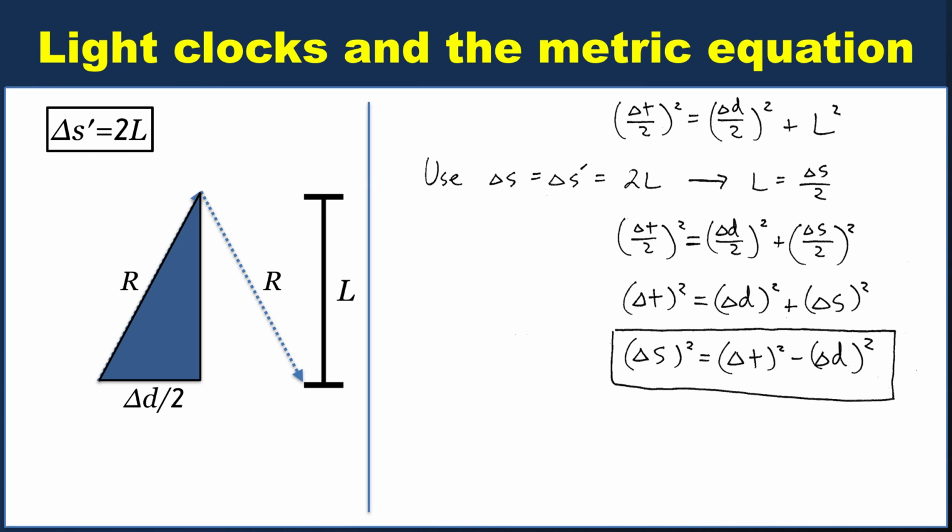This is the metric equation, and remember, it came from considering a light clock in two different frames, a lab frame where it has a relative velocity, and the clock's frame where of course it does not, and then using the fact that the space-time interval between events, namely the light hitting the bottom mirror, had to be the same in both of those frames. That's all you need to derive the metric equation.